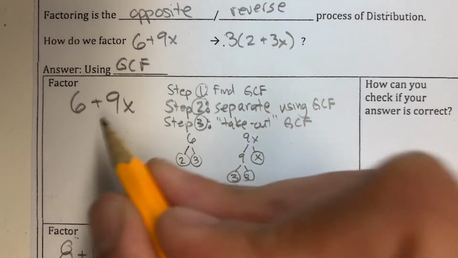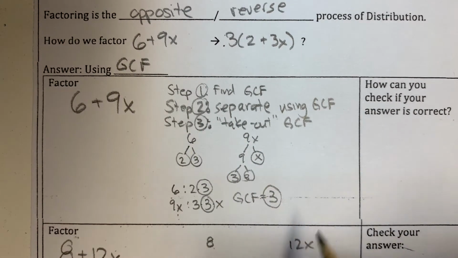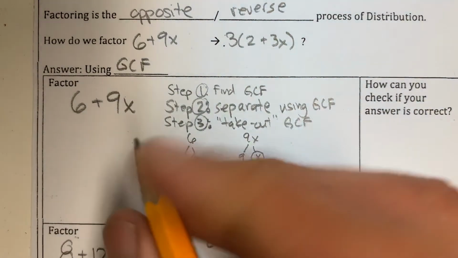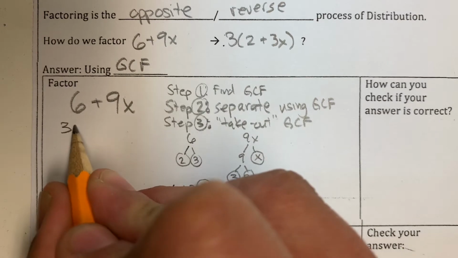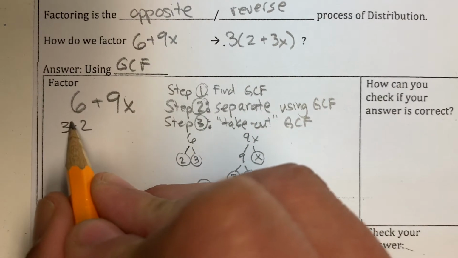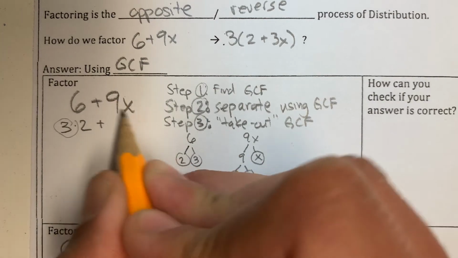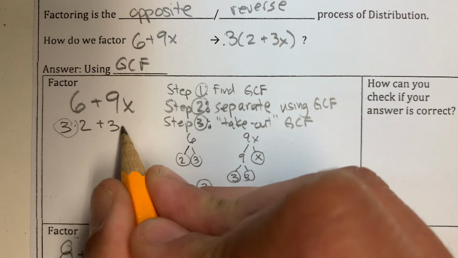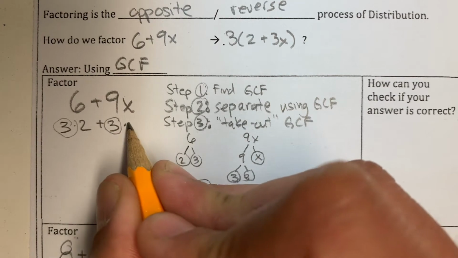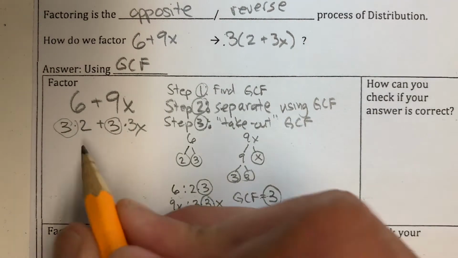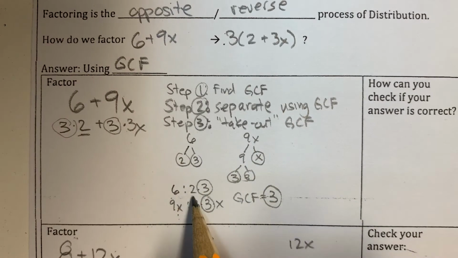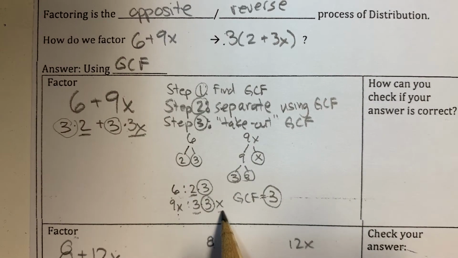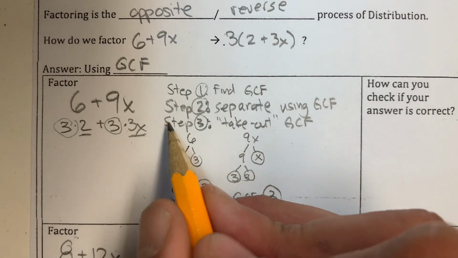So step 2 is to separate this using this GCF. So we separate the 6 with the 3. We have 3 times 2. Okay, I'm going to circle this so we remember that's the GCF, plus, and then we break this down using the GCF also. We think 3 times what number is 9? That is going to be 3 times 3x. And you will notice that this number right here is also this number here. This number right here are these terms right here. So that is step number 2.